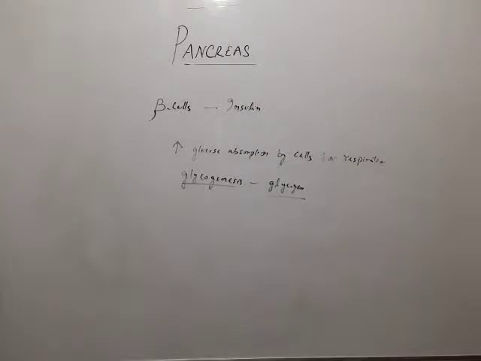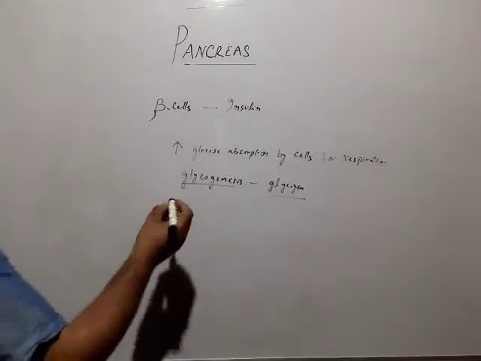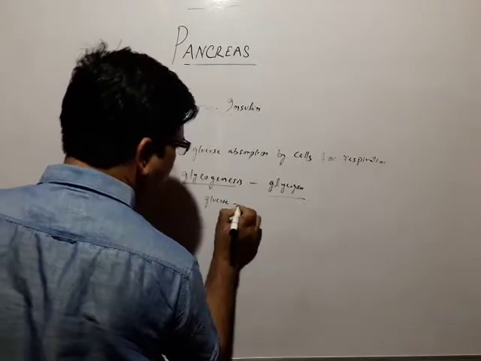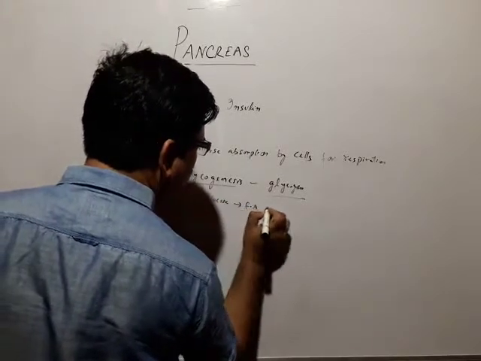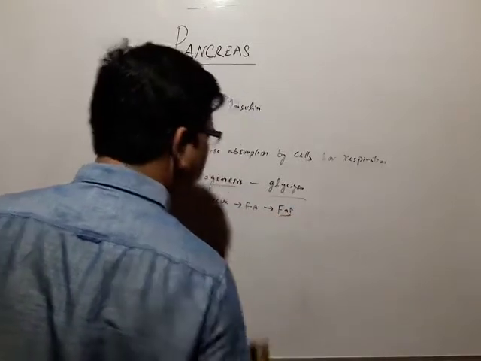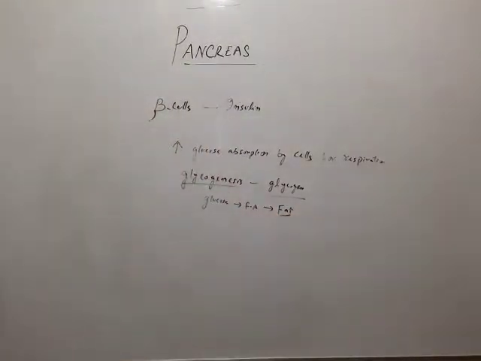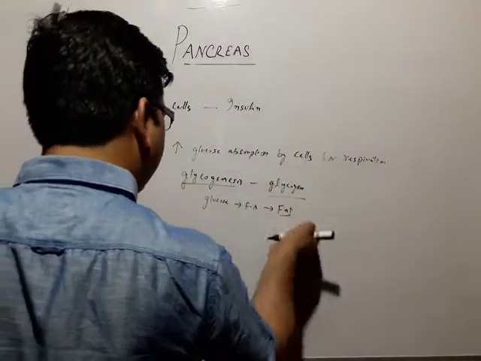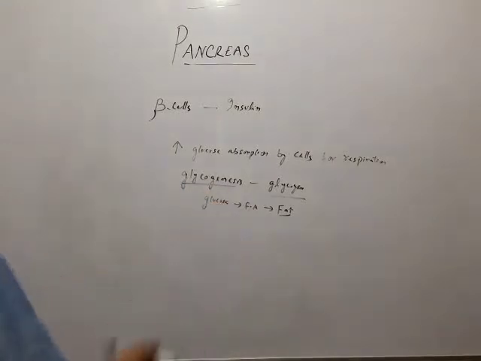That's another way. It also converts glucose to fatty acids, and finally fats are formed. So fats are formed, and they get synthesized from fatty acids. First it converts glucose into fatty acids, and this is one of the important ways through which it reduces plasma glucose.